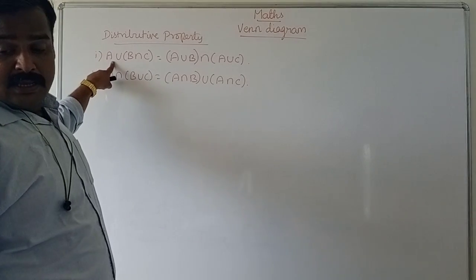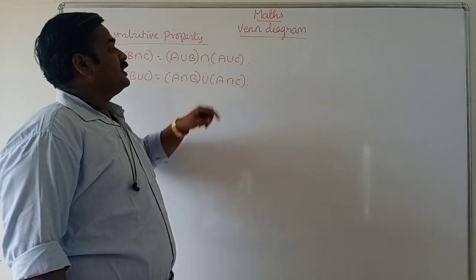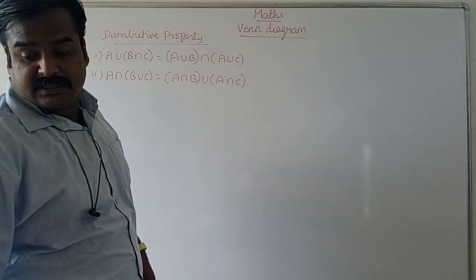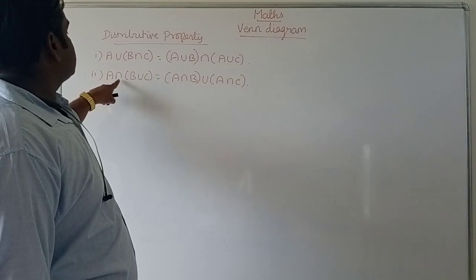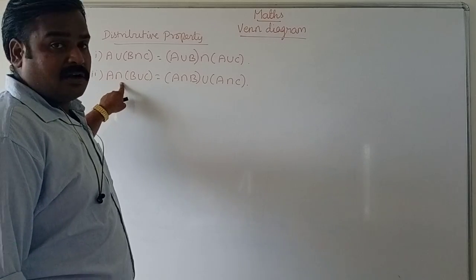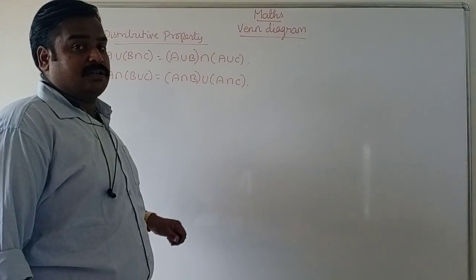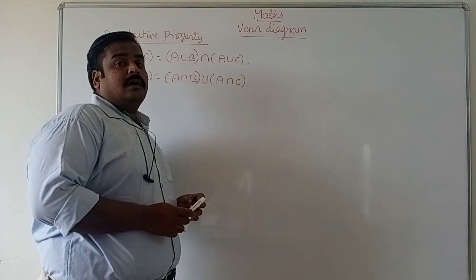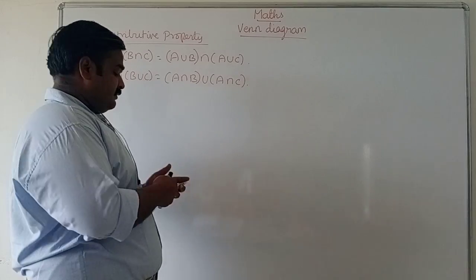And the next one is A union B intersection C equal to A union B intersection A union C. So what is this actually? This is intersection over union, isn't it or not? This is intersection over union, and this one is union over intersection. So now we are going to verify these laws using the Venn diagram. Let's see one by one.